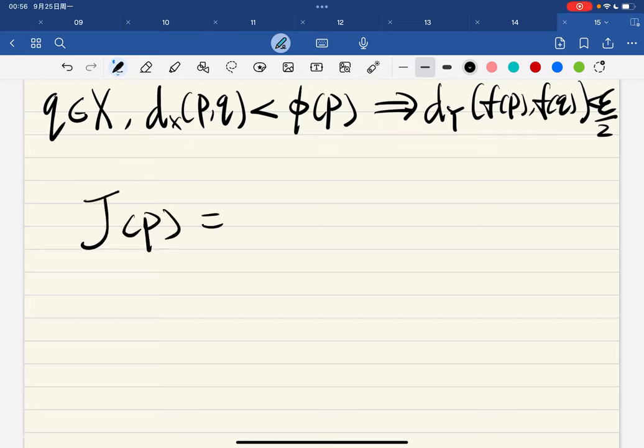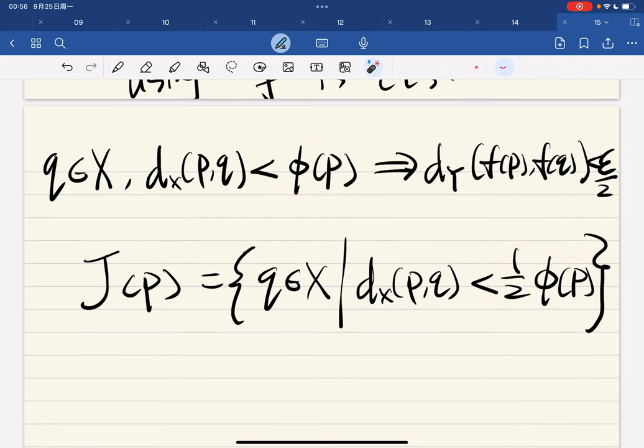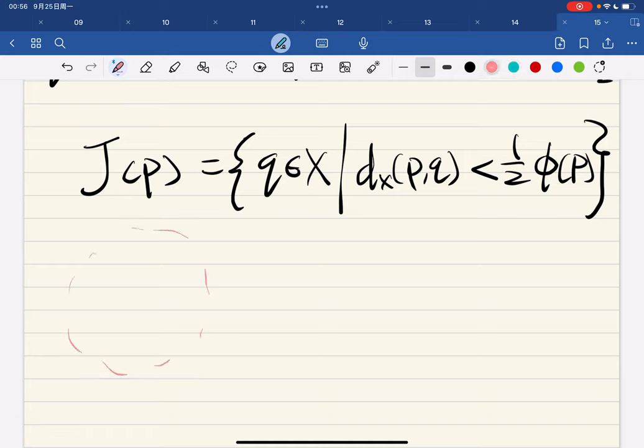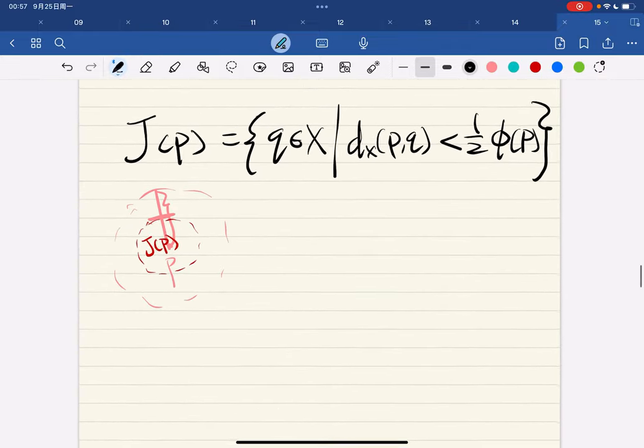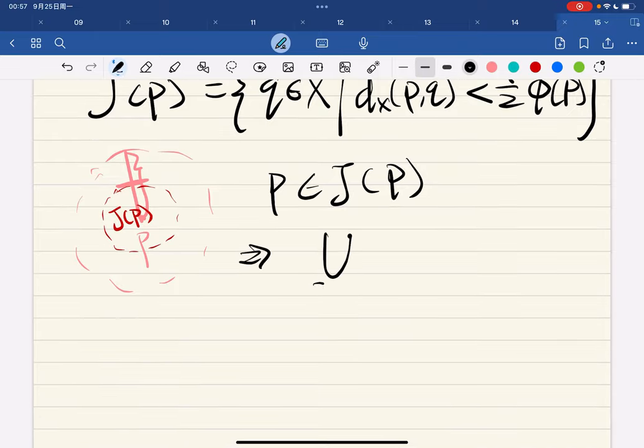And we construct this set J p, a neighborhood. It's all the points in x such that the distance is less than one over two phi p. So again, this is phi p and one half phi p. So you might think, okay, you have a neighborhood, right? Here's your p, the radius, you cut it in half. This is J p. You could just cut it in half. Okay. So now we know that p is in J p, because the distance between p and p is zero, right? p is in J p.